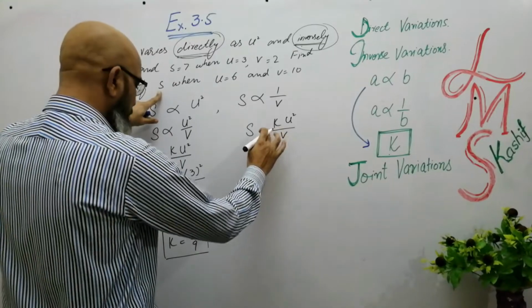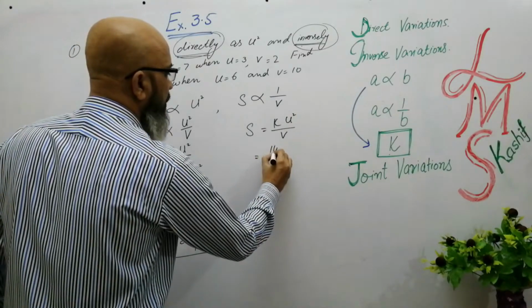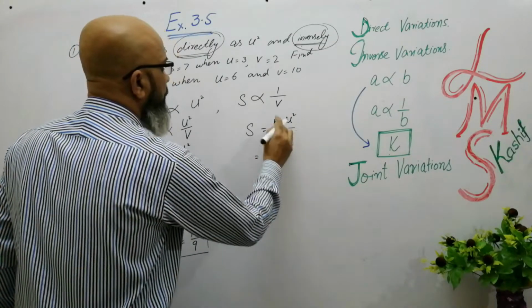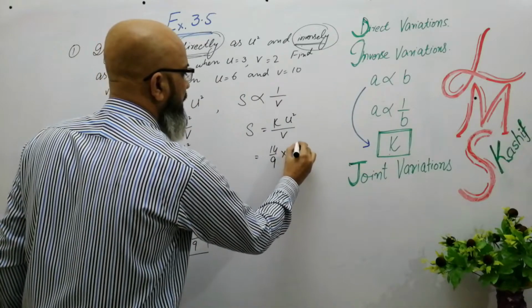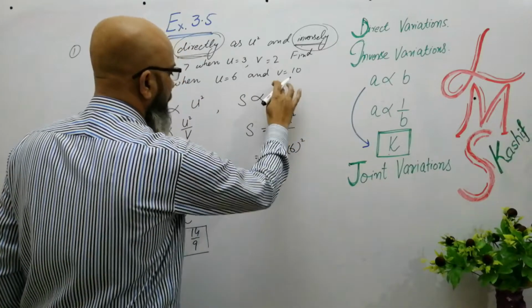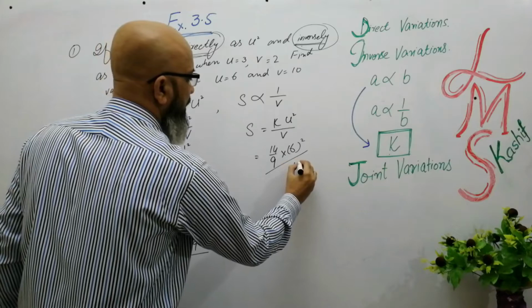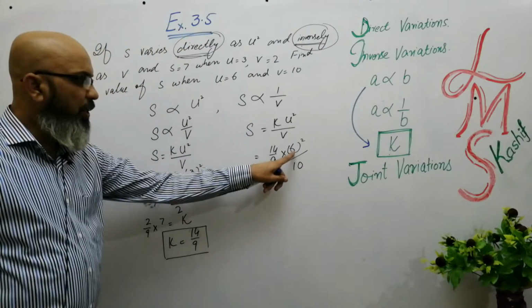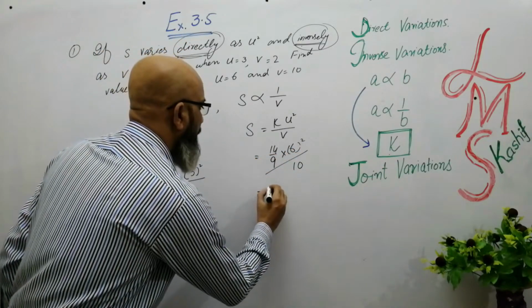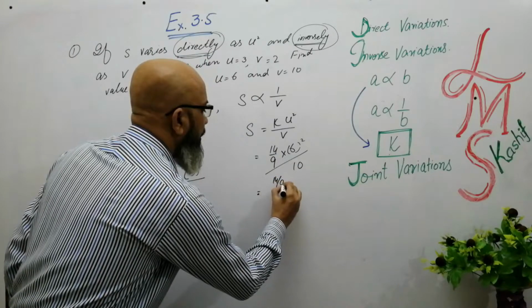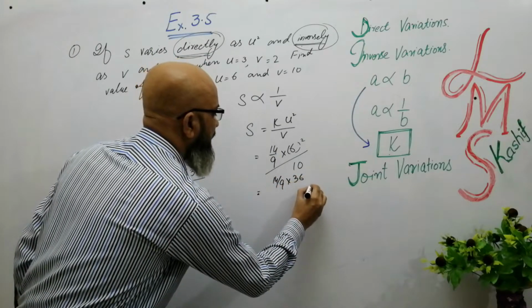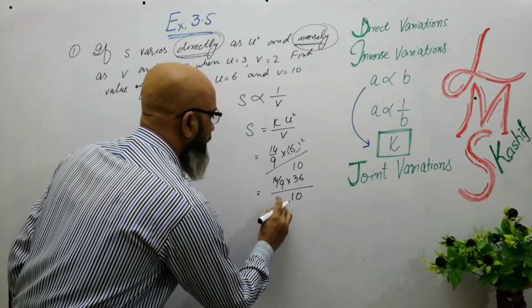Okay, what is the value of k? That is 14 over 9. What is u? That is 6 square. And what is v? That is 10. So what is the square of 6? That is 36. 14 over 9 multiplied by 36 divided by 10.